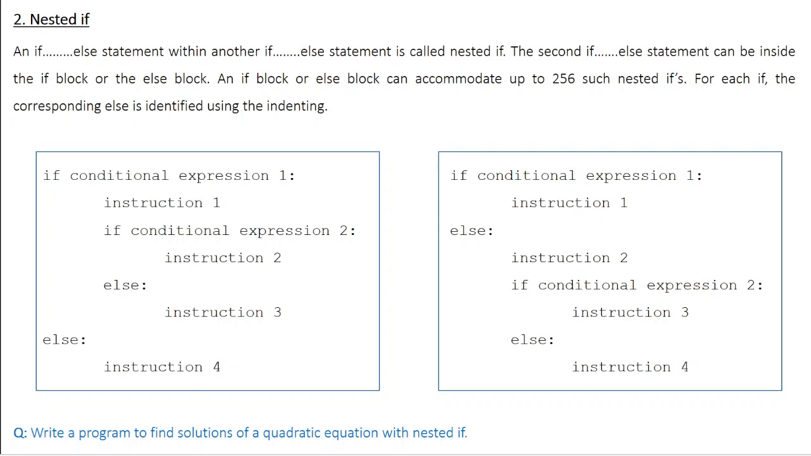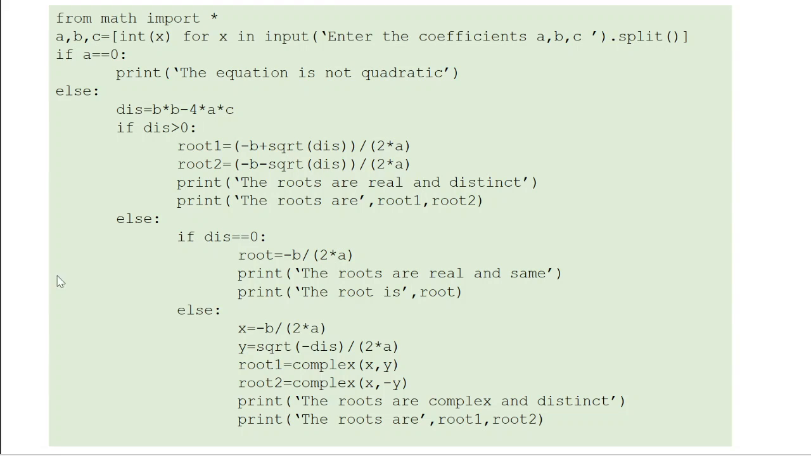Now here you have three conditions: b square minus 4ac that is greater than 0, that is equal to 0, that is less than 0. These are the three conditions, right? So you can check those conditions using a nested if statement. So let's do the program. In the case of such large programs, you can always type the entire program in the text editor instead of typing in the Python IDLE window or the interactive mode. Okay.